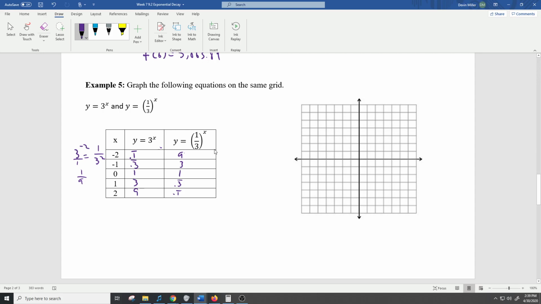So if you look at these numbers here, y equals 3 to the x, this is a number bigger than 1. So b is greater than 1. This is going to be a growth function. The 1/3 in here, this is between 0 and 1, because 1/3 is a decimal, 0.3 repeating. That's going to be decay. So here we're going to have growth, and here we'll have decay.